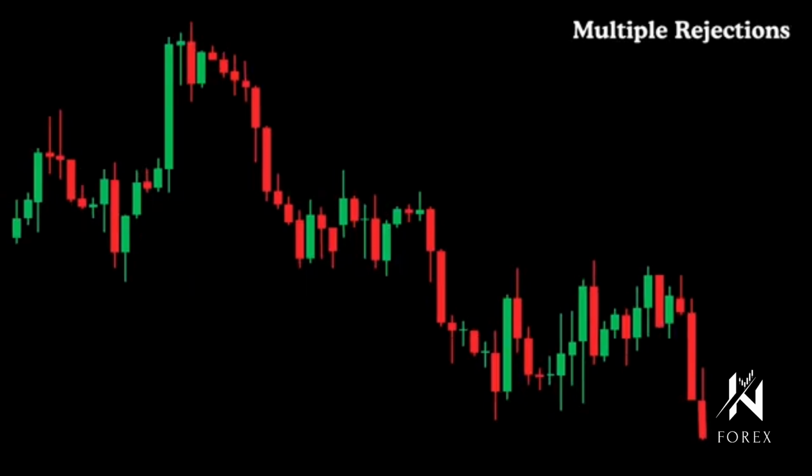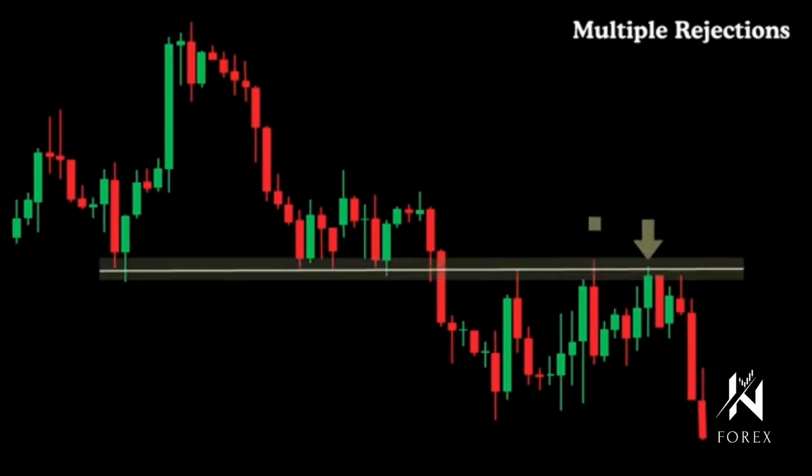Multiple rejections from a specific level indicate that traders have responded to that price point repeatedly, reinforcing its significance. Although repeated rejections can strengthen a level, they do not ensure it will hold indefinitely. When the market revisits such a level, we closely analyze the price action to gauge the reaction. If the intensity of the rejections fades over time, the likelihood of a breakout increases. On the other hand, if the level is retested and continues to hold, it establishes itself as a strong support zone.